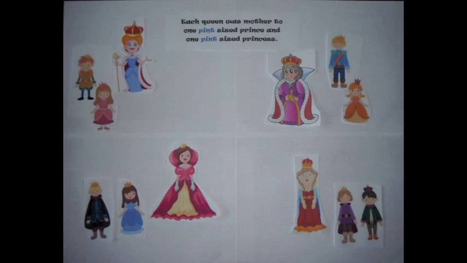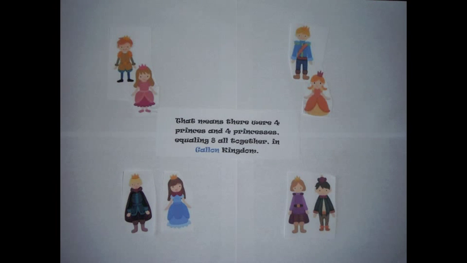Each queen was mother to 1 pint-sized prince and 1 pint-sized princess. That means there were 4 princes and 4 princesses, equaling 8 altogether in Gallon Kingdom. The princes and princesses were all great friends.